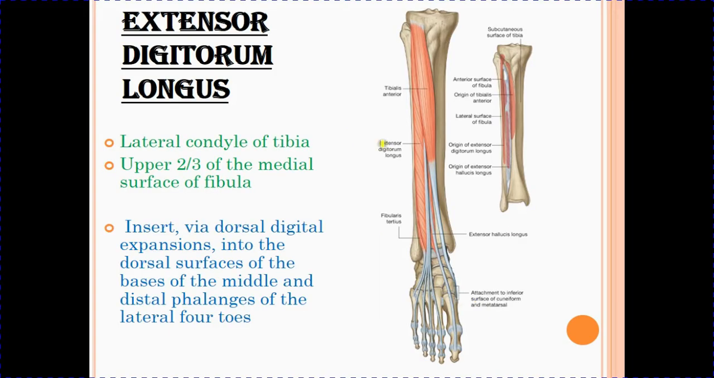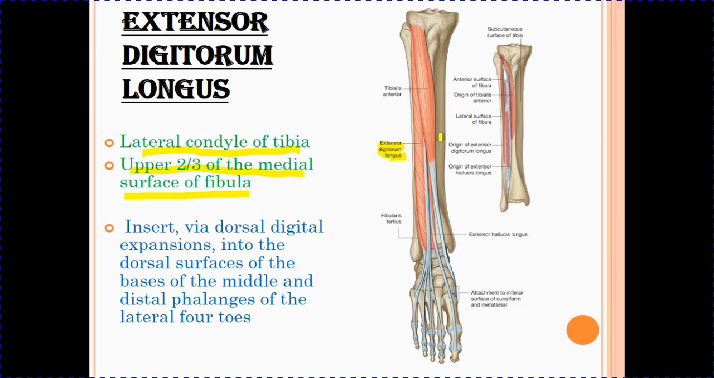The second muscle is the extensor digitorum longus muscle. The extensor digitorum longus muscle is arising from the lateral condyle of the tibia as well as from the upper 2/3 of the medial surface of the fibula.